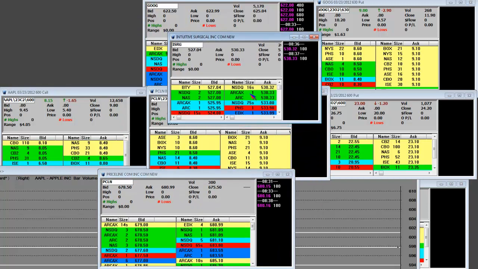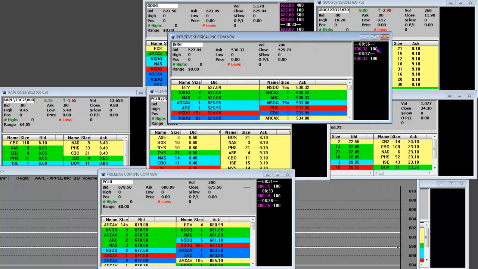Same rule will apply on the ISRG, high beta, volume 200. You could take a look at that. Beta is 527. That's $2 below the handle, and an ask of 530.33. Now, what do I do with it? They just, wow. That's what we do here.